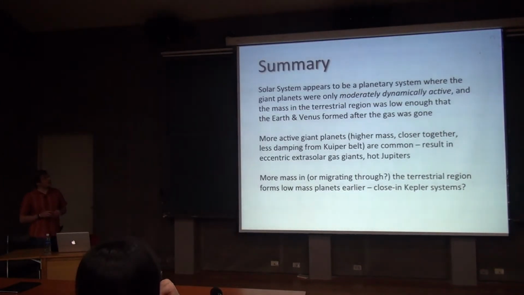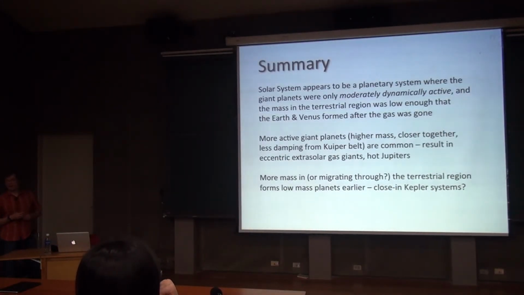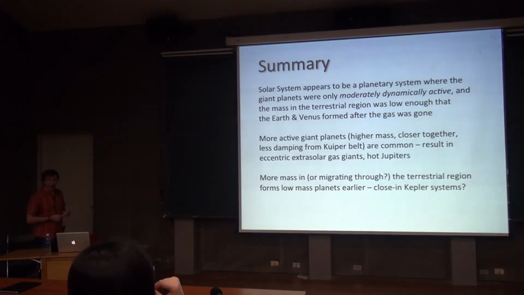So let me finish there with a summary. I think one of the basic questions we have after the discovery of extrasolar planets is, well, where does the solar system fit in within that picture? I think the basic idea we now have is that the solar system has the same planet formation processes as other planetary systems, but it lies in that regime where the giant planets were only moderately dynamically active, and there wasn't that much material close to the sun to produce the terrestrial planets.